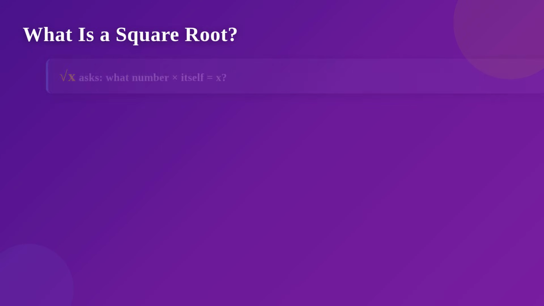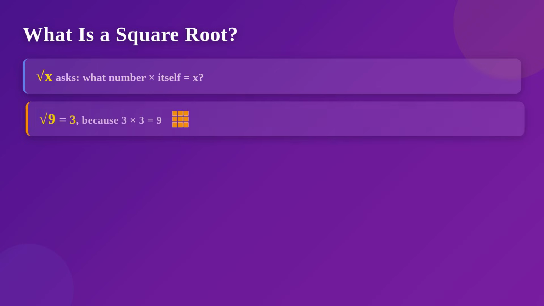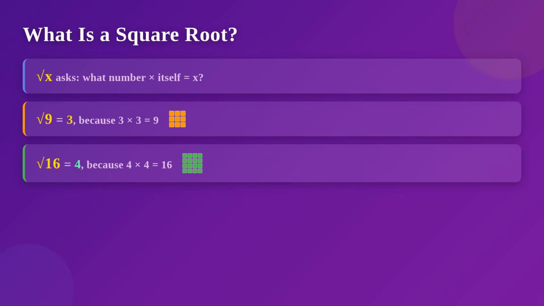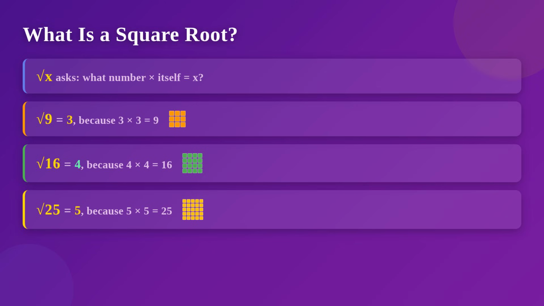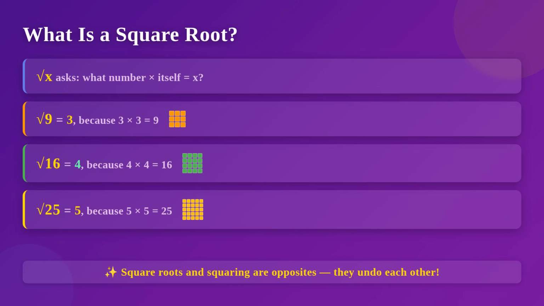Before we settle Maya's mystery, let's make sure we've got square roots locked down. The square root of a number asks one question. What number, multiplied by itself, gives you this? So the square root of 9 is 3, because 3 times 3 is 9. The square root of 16 is 4, because 4 times 4 is 16. And the square root of 25 is 5, because 5 times 5 is 25. Square roots and squaring a number are opposites. They undo each other. Got it?